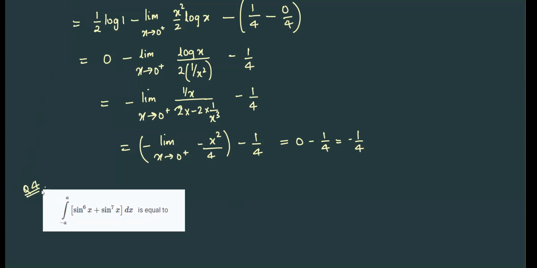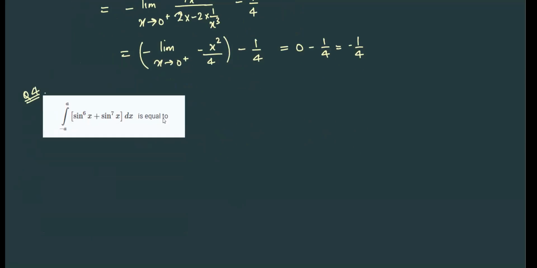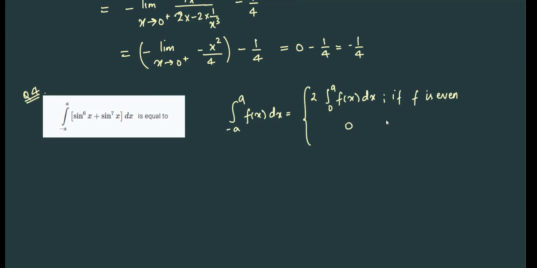So question 4. The question is evaluate this integral. Now, when it comes to minus a to a, immediately it should strike us that we can use the properties. The same property which we used earlier: integral minus a to a f of x dx will be 2 times integral 0 to a f of x dx if f is even, and it is equal to 0 if f is an odd function.